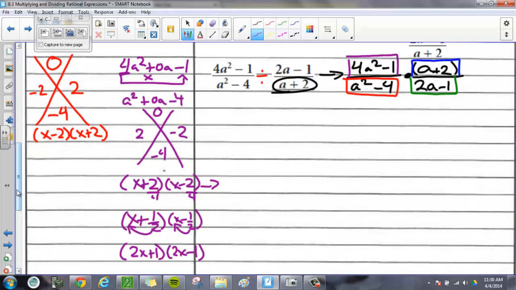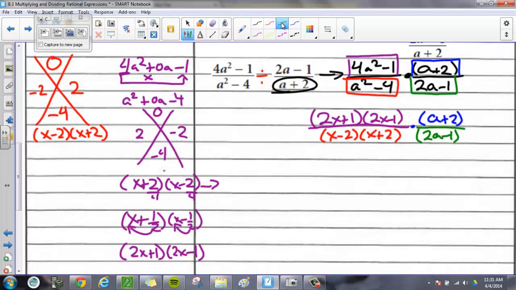Okay. Now let's just rewrite all of these things in factored form. So we'll start with what we just wrote. The purple was 2a plus 1, 2a minus 1. And that's all divided by our red, which was a minus 2, a plus 2. And then that's multiplied by our a plus 2. And then we also had our 2a minus 1 right here.